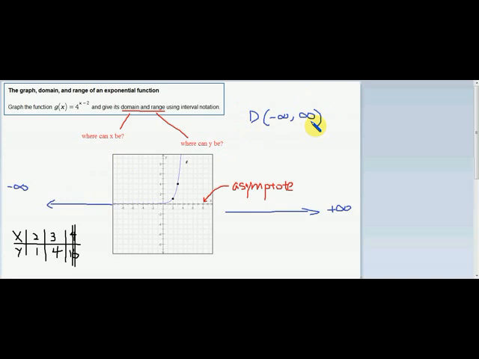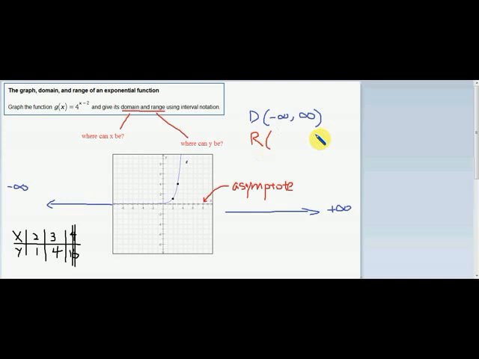Because x can be 100, x can be 1000, x can be 10 million, and we just put in those values and we can get our y. Or x could be negative 10, negative 100, or negative 99, whatever. So x can also be whatever number we want. So x is basically the whole axis. That's your domain.